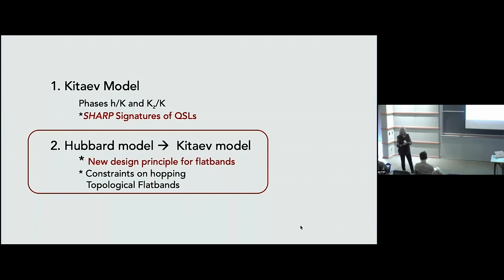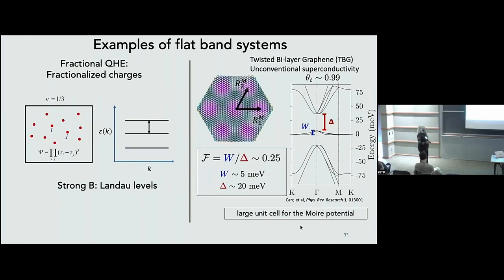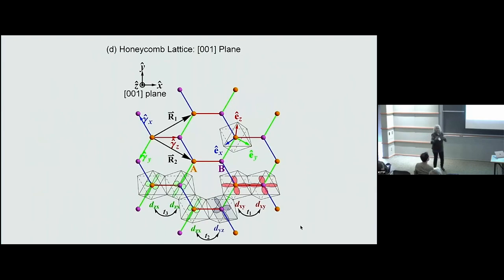Okay, so I don't have to tell this audience this, but we are interested in this coming from fractional quantum Hall effect as well as twisted bilayer graphene. And the parameter which tells us how flat they are, the bandwidth relative to the distance between the other bands, is about a quarter in the twisted bilayer graphene. To this, we can also add some of the Kagome metals that I heard a lot about in this meeting. So now, what is the idea that emerges from these Kitaev systems?